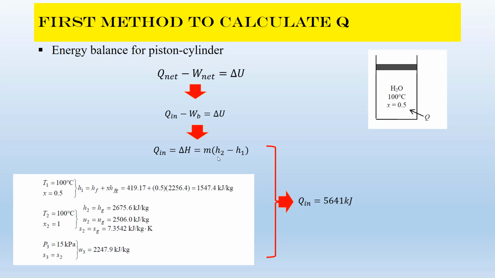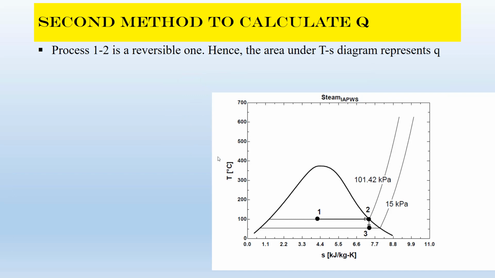To find Q by using another method, guys, if you check the problem statement, you can see that process 1 to 2 is a reversible one. We already discussed that the area under the T-S diagram for a reversible process equals Q, correct? Here, because we have s per unit mass, the area will be Q per unit mass, or the lowercase q. So if you want to calculate Q for process 1 to 2, you need to calculate the area under this curve, or this area, correct? It's really simple to calculate this area.